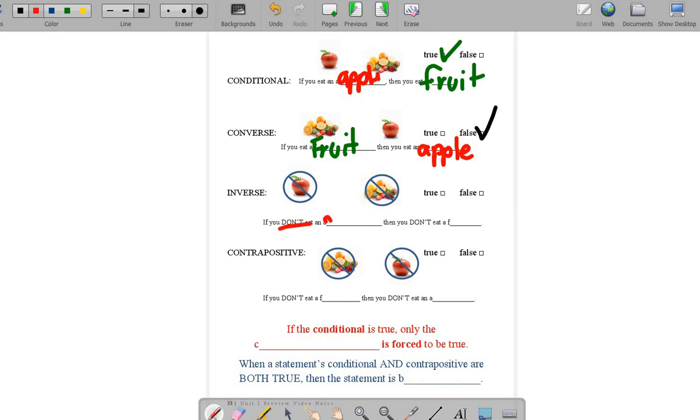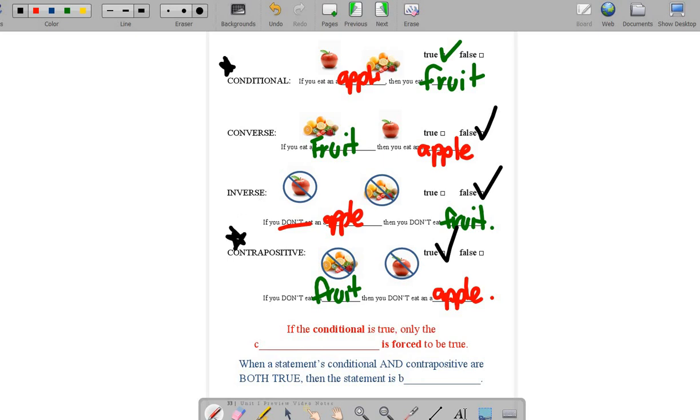If you don't eat an apple, then you don't eat fruit. Again, that's only sometimes true. Therefore, we say it is false. Contrapositive. If you don't eat fruit, then you don't eat an apple. That is a true statement. So in this situation, only these two are true.